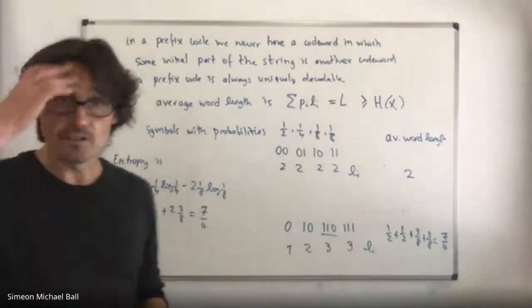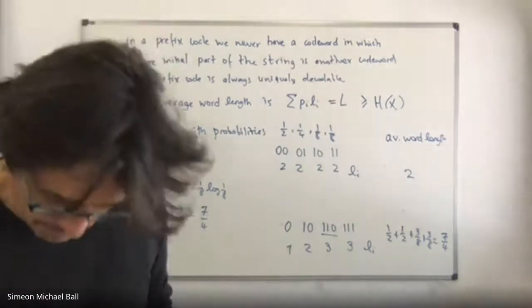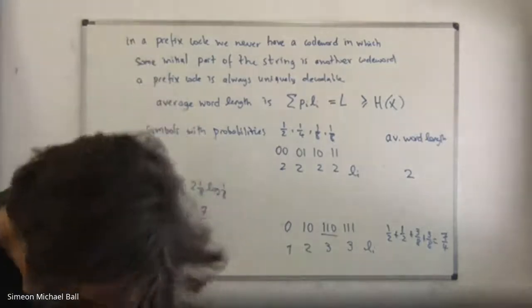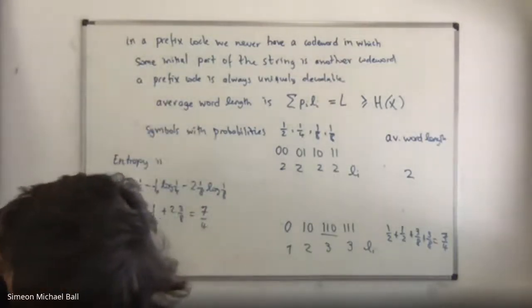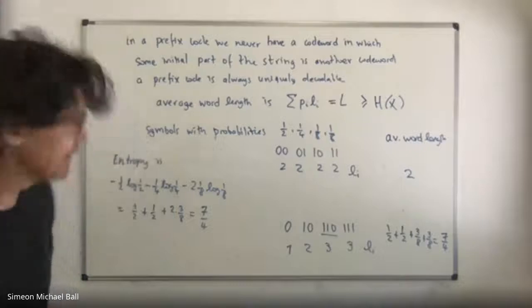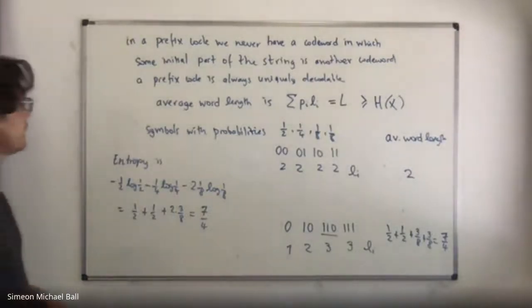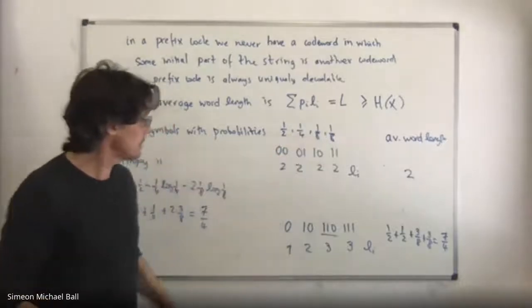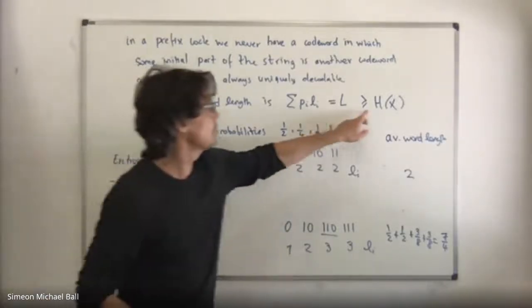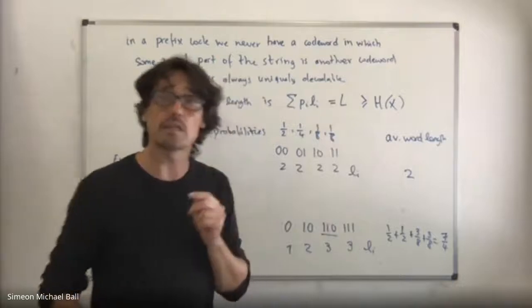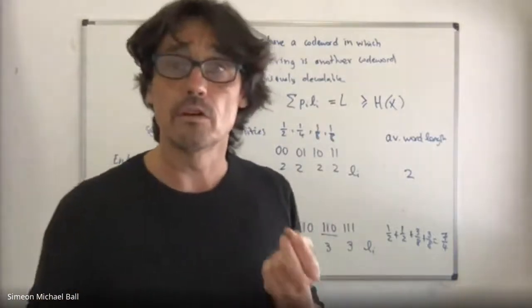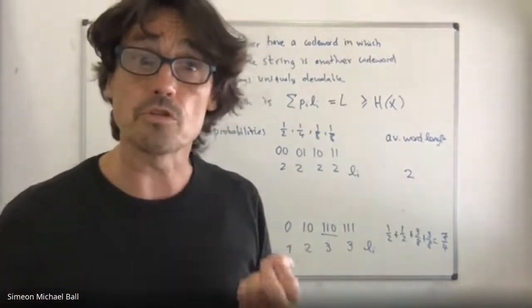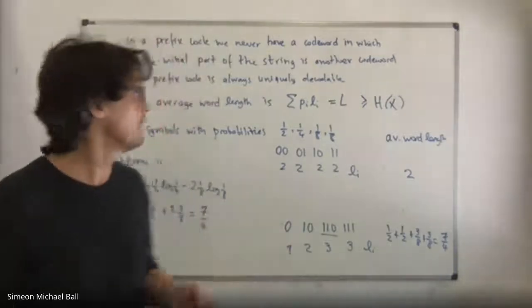And I mentioned then Shannon's noiseless coding theorem. So let me just tell you what that is. Here I got lucky. Here I have a probability distribution in which I can code it up and get to equality. But that's not always the case. It's very easy to come up with probability distributions in which you cannot reach the entropy.